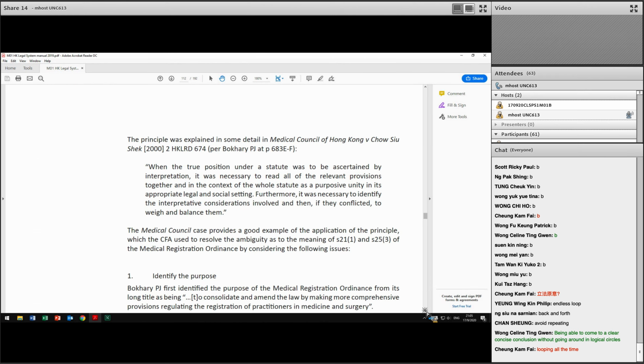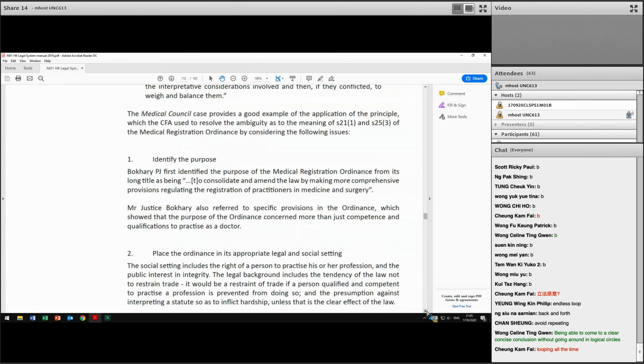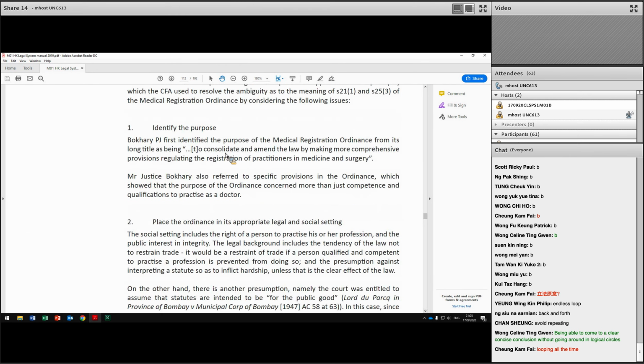So I think on page 112, you can find those interpretation considerations. Identify the purpose: you have to find the purpose of the Medical Registration Ordinance from its long title. The purpose is to consolidate and amend the law by making more comprehensive provision regulating the registration of practitioners in medicine and surgery.